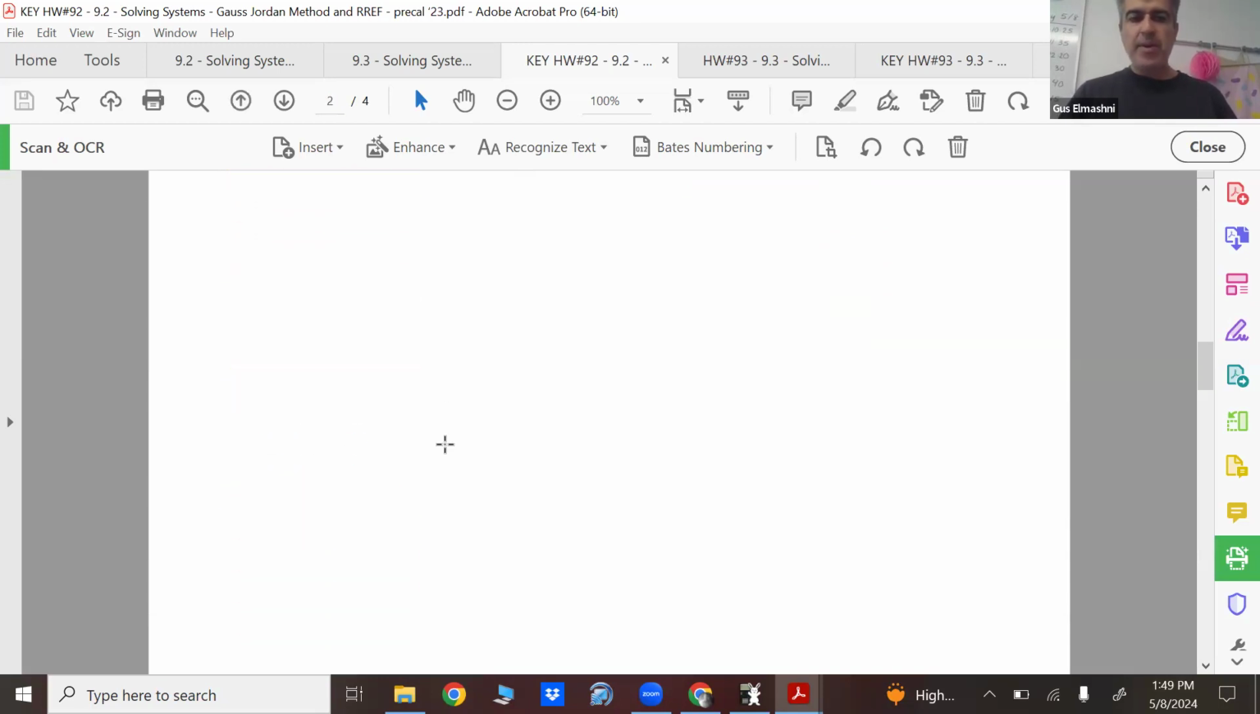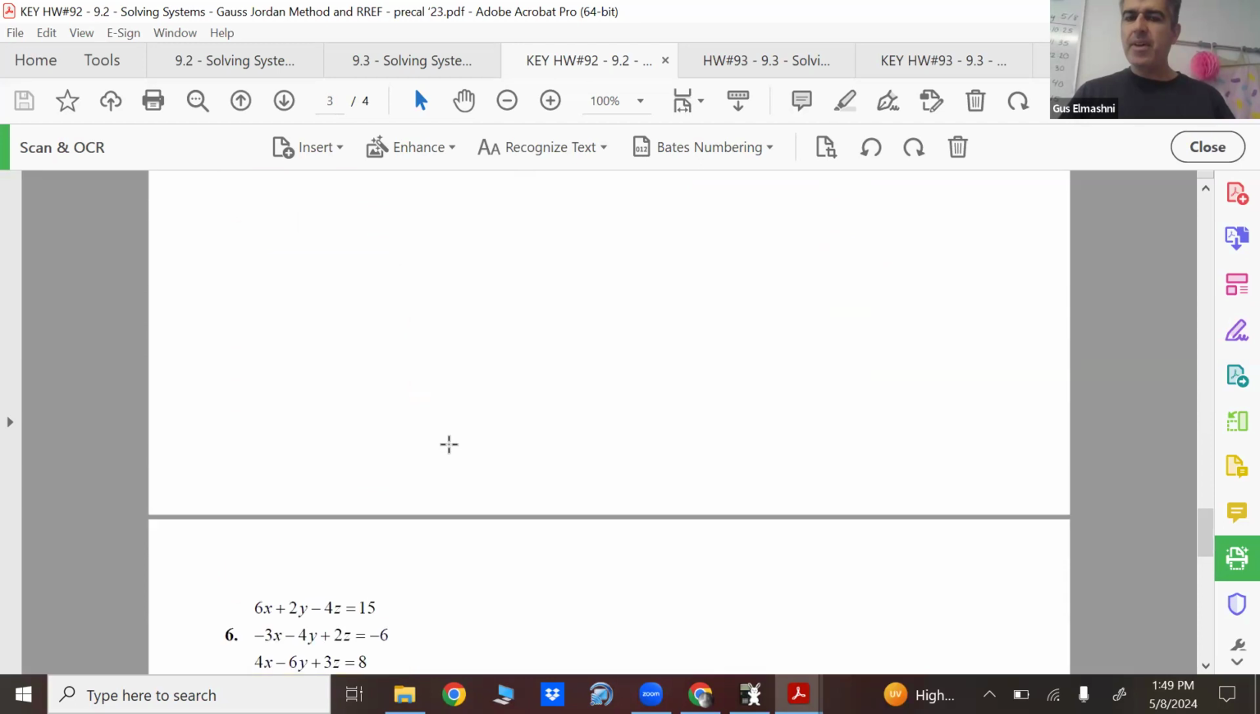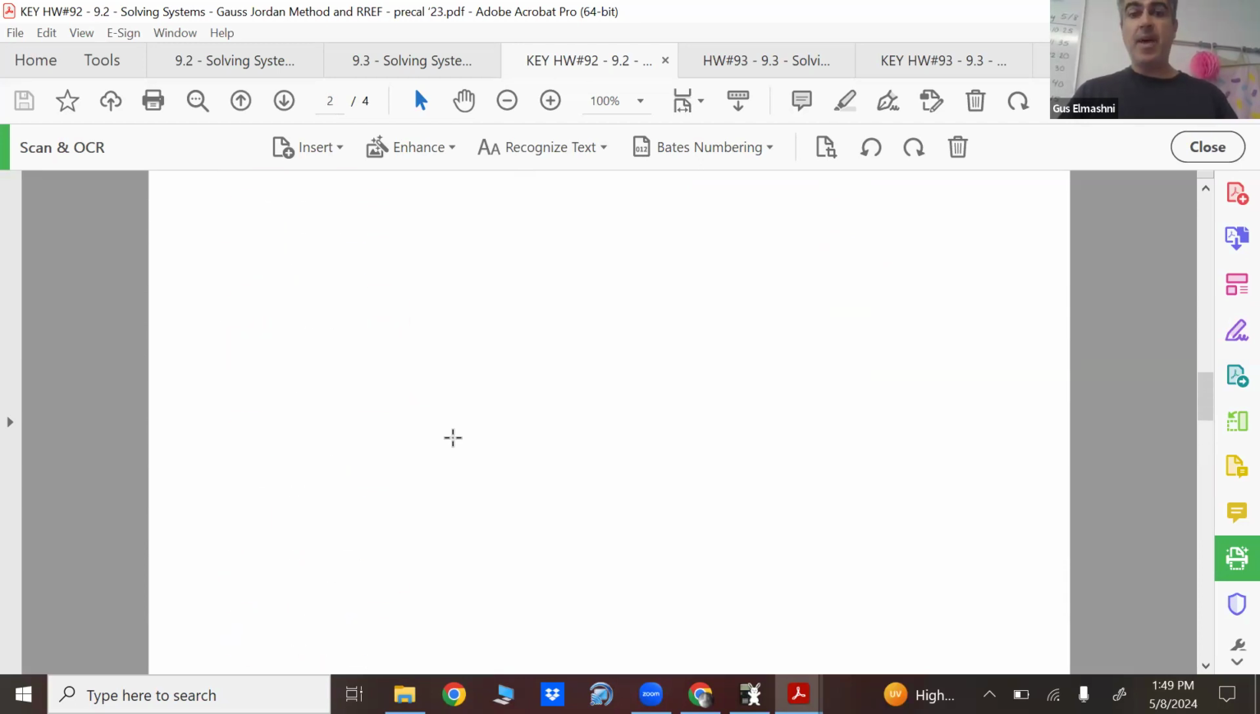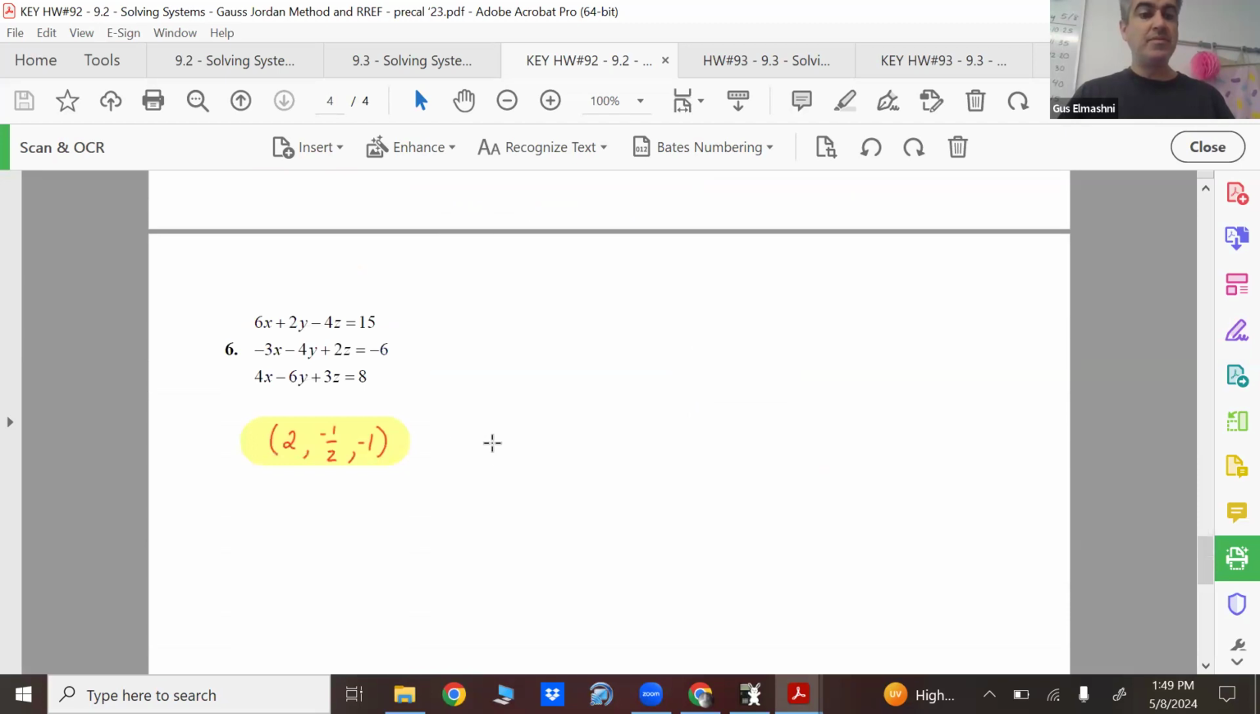Obviously, the answers are just shown here. I don't think any of these are worked out, unfortunately. Do you want me to work out any of these? I'm more than happy to work out one of them. I can't do them all, but I can work out one of them if you want me to. Any of these you'd like me to work out? You do. Five. I'll do 5.